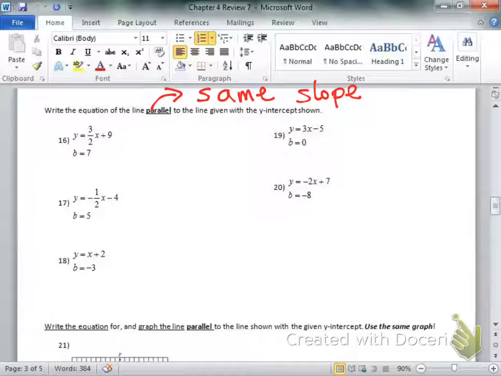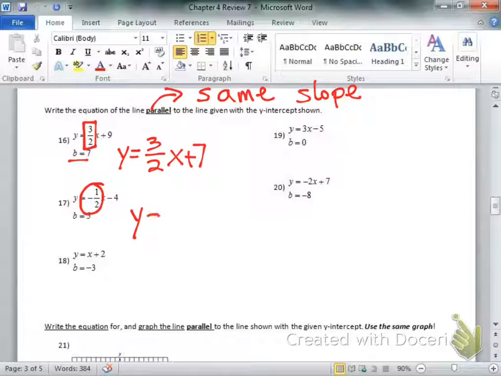So what we're going to do, if we want to write the equation of a line parallel to the given line, we just take the M out and we use the new B. So these go real quick. The same M, the new B. The same M, the new B. Is that a 3 I drew on it? Yeah. It's a 5.